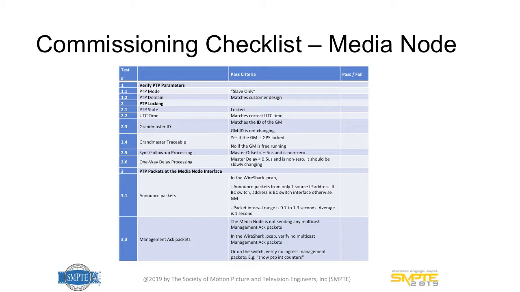You want to be looking at things like the accuracy to which you're locked to the master. So you have some sort of specification here, maybe like half a microsecond. You want to look at the one-way delay compensation and make sure that makes sense. Typically, if you're missing your delay request messages, your one-way delay might be showing as 0. That would indicate a problem. So here in the pass-fail, it has to be a non-zero value.